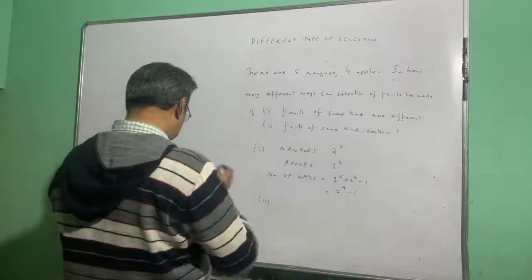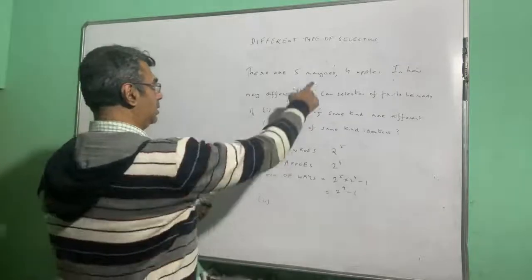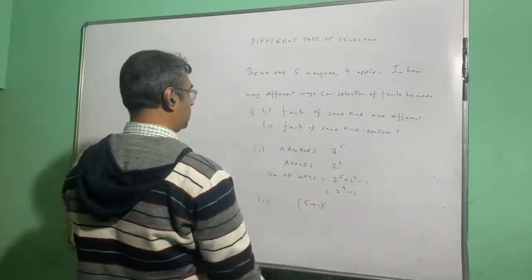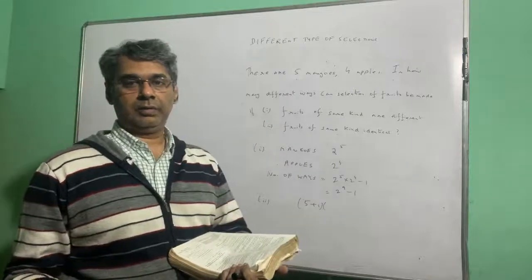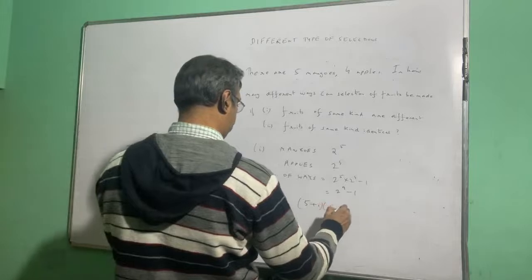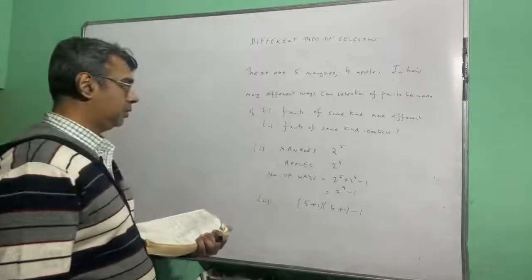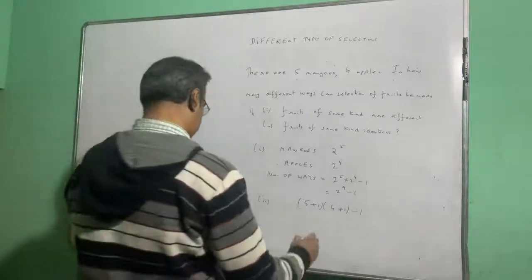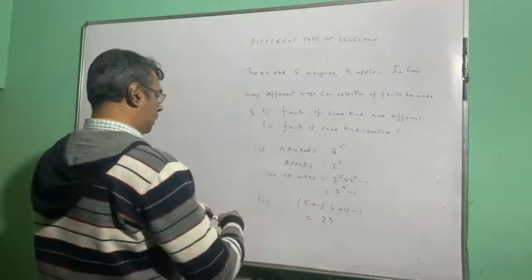The second part, it is written that fruits are identical. So for mangoes, it will be 5 plus 1 because you can take either 1 mango or 2 mango or 3 or 4 or 5, or you can take none. So 5 plus 1, and apples 4 plus 1, and then minus 1 because it shouldn't be that you didn't take any fruit at all. So 5 plus 1 into 4 plus 1 minus 1, so the answer is 29.